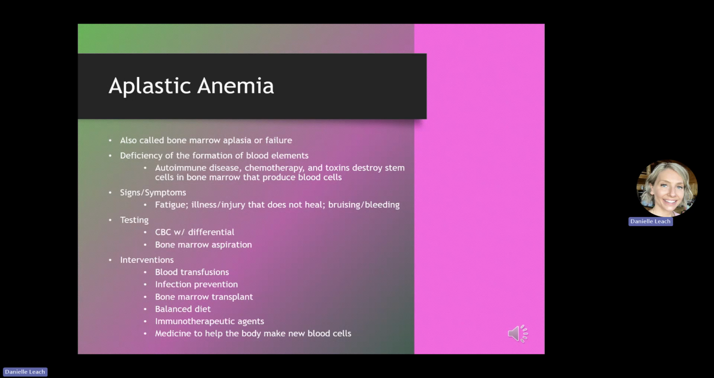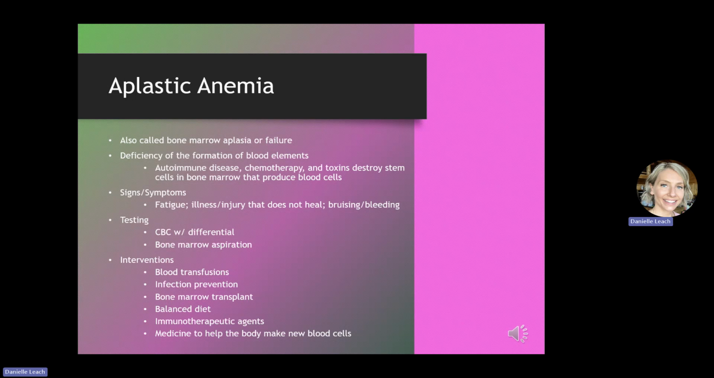Signs and symptoms are any of the signs and symptoms that you can think of when a patient has low red blood cells, so things like being pale and fatigued. There are things that go along with low white blood cells, so being prone to illness. And then things that go along with low platelets, like bruising and bleeding, petechiae.